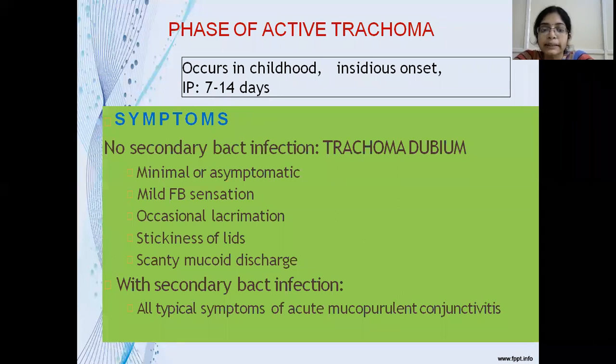Okay. Now, suppose the same patient, along with being infected with chlamydia trachomatis, also has a secondary bacterial infection with some other bacteria. Could be staphylococcus, streptococcus, pneumococcus, anything. Suppose he has the secondary bacterial infection, then obviously he will have other features. So then he would not present with typical symptoms of trachoma with such mild symptoms. He will have symptoms of bacterial conjunctivitis, very similar to acute mucopurulent, where he'll have mucopurulent discharge, redness, foreign body sensation, and everything else, photophobia, stickiness of lids when he wakes up in the morning. So you have to differentiate between these two.